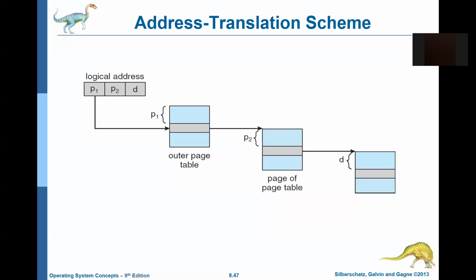How many apartment buildings am I going to have? It's very simple. I take 2 to the 32 divided by 2 to the 10th, and that's how many apartment buildings I have, which is 2 to the 22nd. When you divide powers, you subtract the exponents. So 2 to the 32 divided by 2 to the 10th gives 2 to the 22nd. That's how many apartment buildings I have.